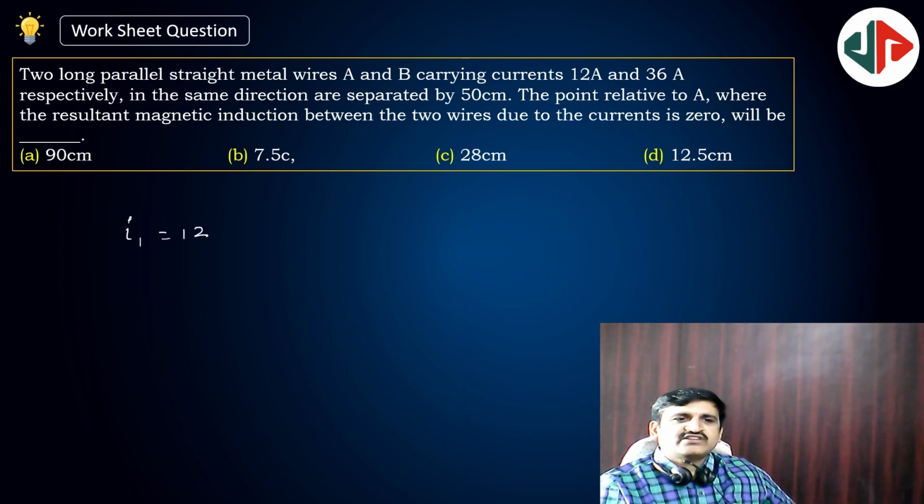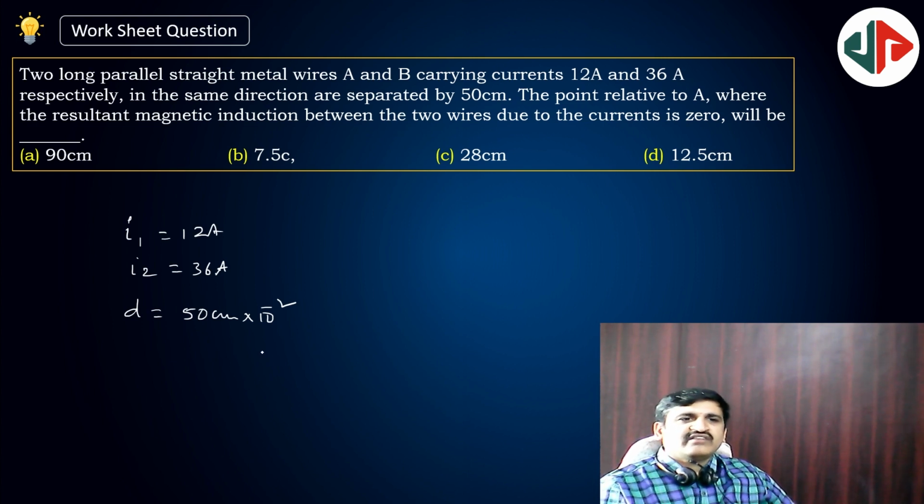Two long parallel straight metal wires A and B carrying currents 12 amperes and 36 amperes, I1 is equal to 12 amperes, I2 is equal to 36 amperes respectively, in the same direction, are separated by D is equal to 50 centimeter into 10 power minus 2. Find a point relative to A where the resultant magnetic induction between the two wires due to the currents is 0. Both wires A and B have current in the same direction.